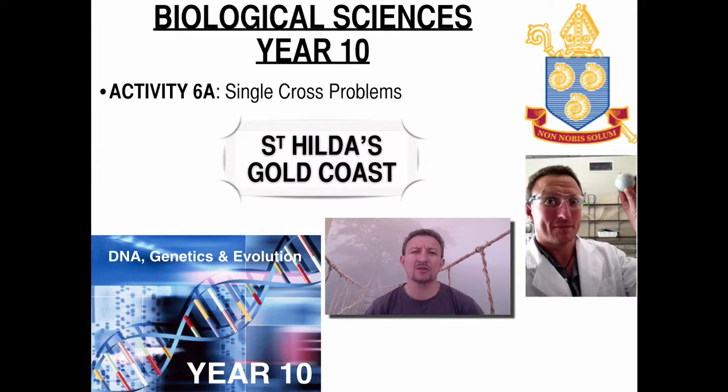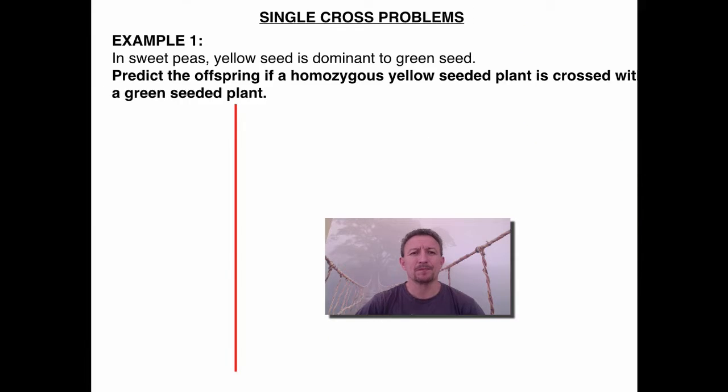Okay, so the best way to actually deal with these single crosses is to run through a cross first and take it from there. So here we've got a situation where we've got sweet peas and we've been given a yellow seed which is dominant over a green seed. And we've got to predict what happens to the offspring if we mate a homozygous yellow-seeded plant with a green-seeded plant. Well, homozygous yellow means that they're exactly the same genes, so we need to have a code for the yellow, and obviously the green seed is going to be homozygous recessive, so we're going to have a code or a letter which is going to denote the recessive type of the gene.